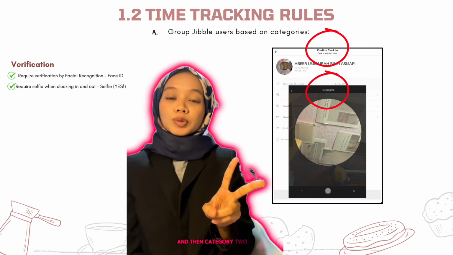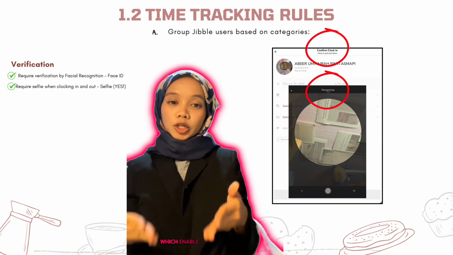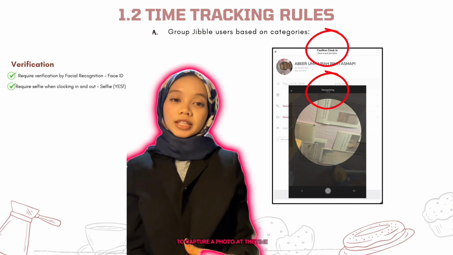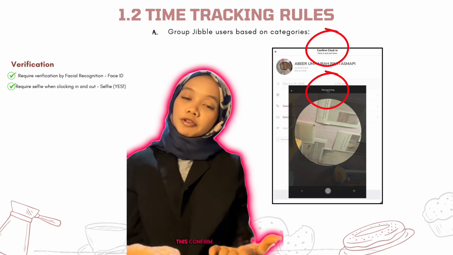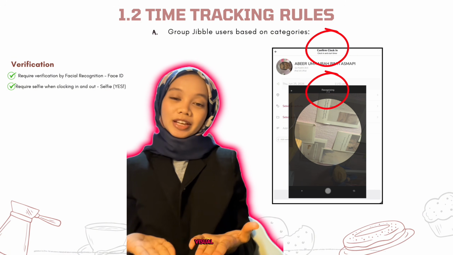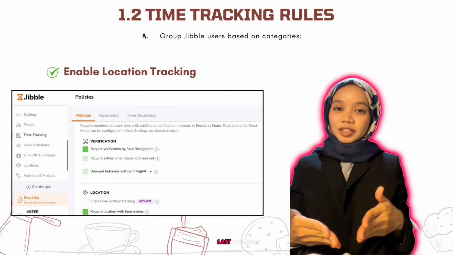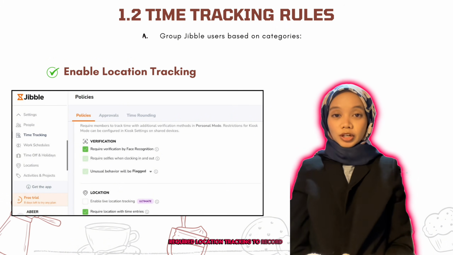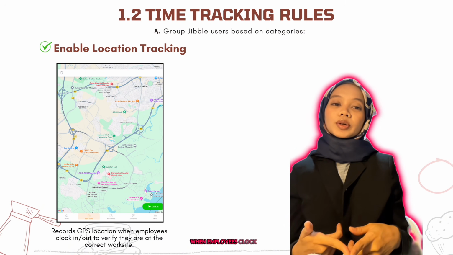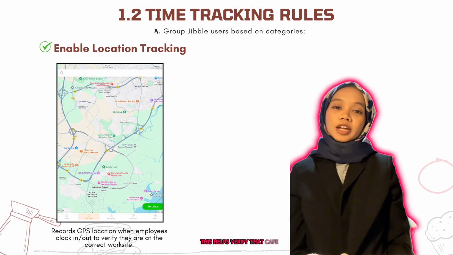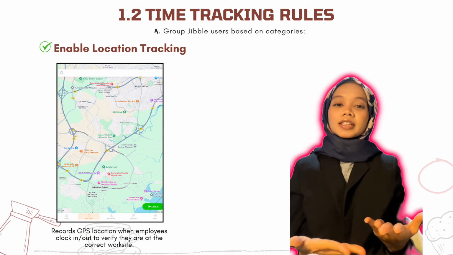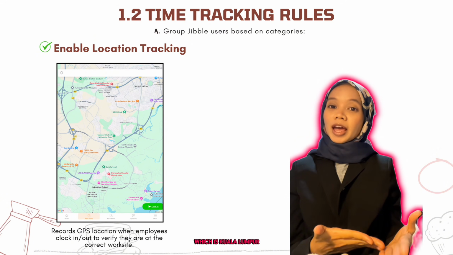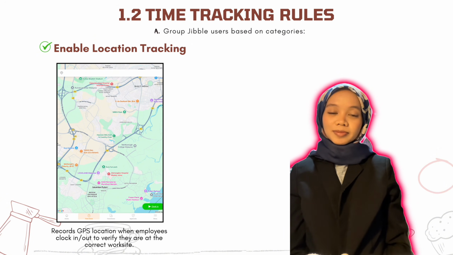And then category 2, selfie verification. We enable required selfie when clocking in and out to capture a photo at the time of clock-in. This confirms physical presence and provides visual evidence of attendance. Last category is location tracking. We enable required location tracking to record GPS data when employees clock in and out. This helps verify that cafe staff are actually at the cafe, and the staff at the HQ, which is Kuala Lumpur, are actually at the HQ and not clocking in from elsewhere.